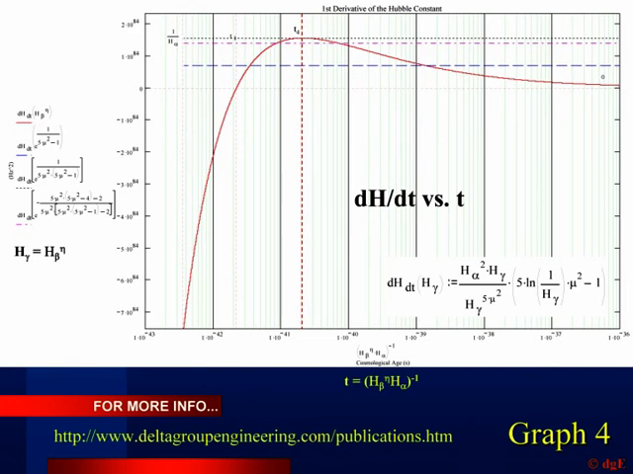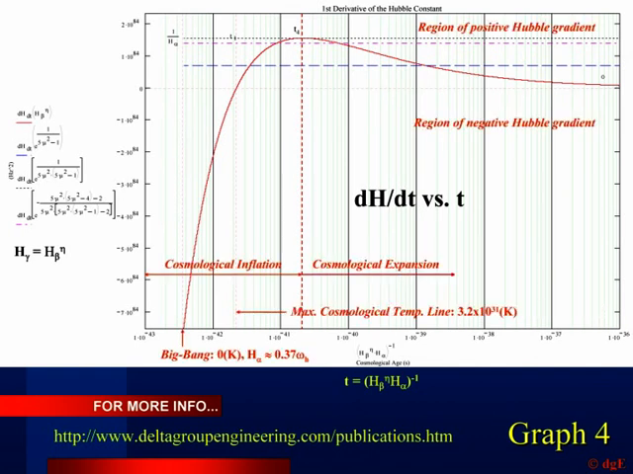This is an important graph demonstrating the rate of change of the Hubble constant in the time domain with key physical features represented, that is, local maxima etc. Next, we shall overlay some cosmological information to help us interpret this curve. With the graphical information overlaid, the distinction between cosmological inflation and expansion is very clear.